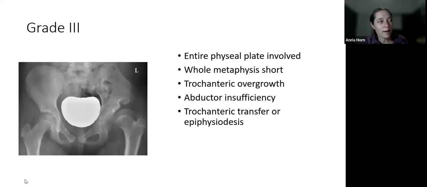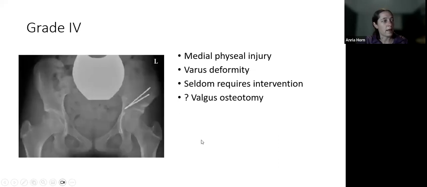In grade 3, the entire physeal plate is arrested. Therefore, you get coxa breva, so a short femoral neck with trochanteric overgrowth. In this particular case, there's also a significant acetabular abnormality, but we're just looking at the proximal femur now, so ignore the acetabulum. And then finally, grade 4, you get medial growth arrest with progressive varus formation. This is not the worst case I've seen, but you can see that the neck shaft angle is more varus than the other side. It seldom requires intervention, but you can do a valgus osteotomy if it is significant.